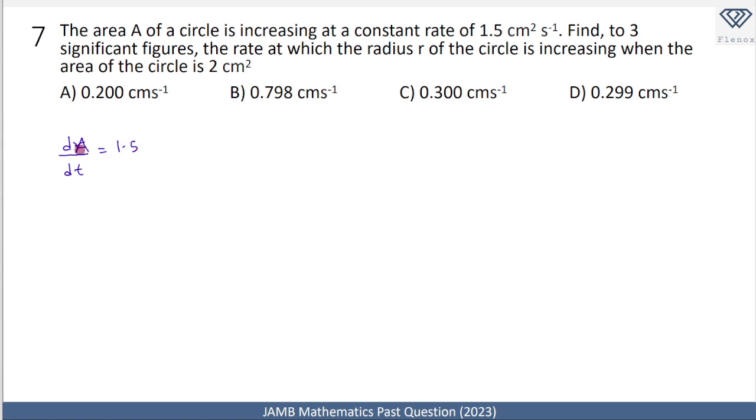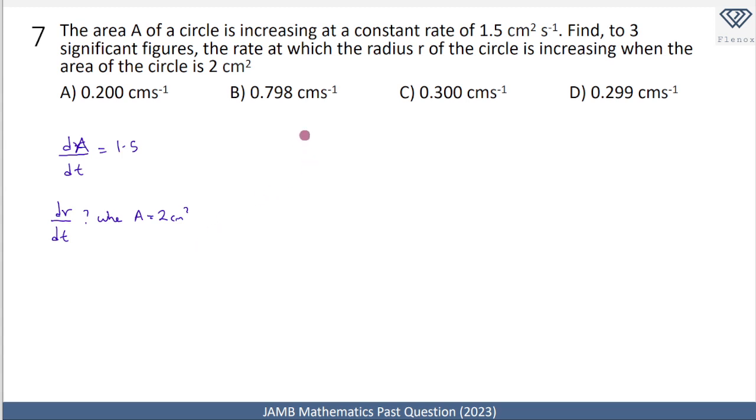That is the rate of change of the area of the circle. Now we are told to find the rate at which the radius is changing. So we are told to find dr over dt, which we should find when A is equal to 2 cm squared. So the first thing we're going to try to do is figure out what exactly dr over dt is.